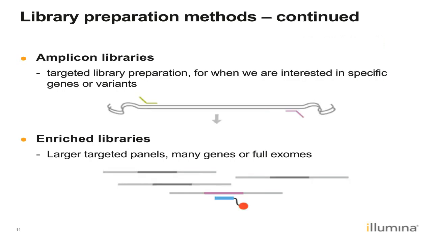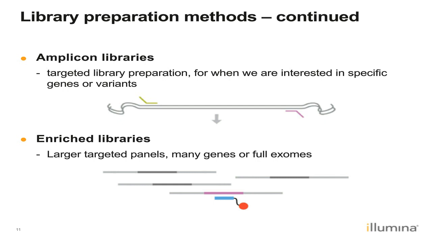Libraries can also be targeted. If we are interested in a subset of the genome or transcriptome, whole genome sequencing or total RNA sequencing gives us more information than we need. So we can use targeted approaches to select just the genes or areas we're interested in for our project. We can prepare targeted libraries from DNA, RNA, or both.